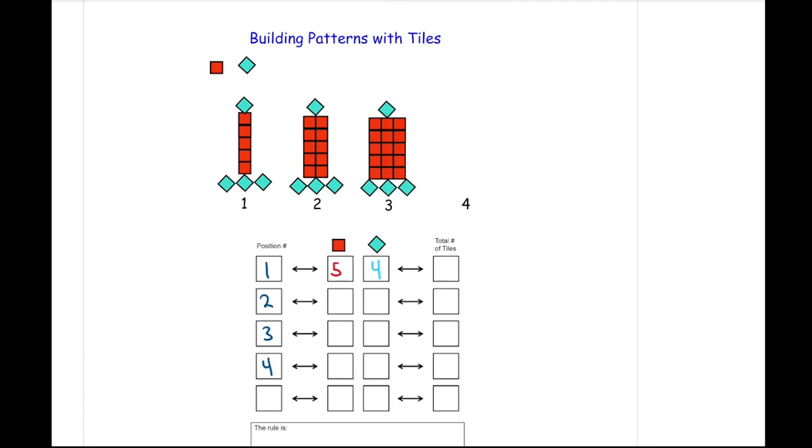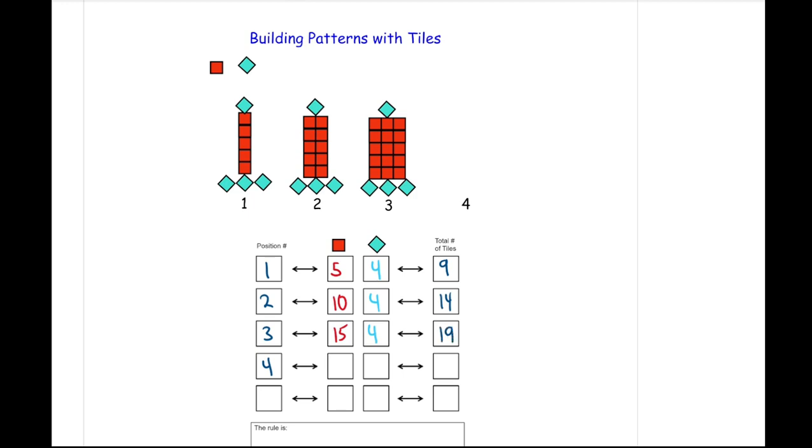Let's continue to look at the next pattern. How many red squares? We have 10. Teal squares, 4 again. Position number 3. Well, teal squares seems to be easy. It's 4 always. And for the red squares, we have 15. So what are our total number of tiles? Well, if we go through, 5 plus 4 is 9, 10 plus 4 is 14, 15 plus 4 is 19.